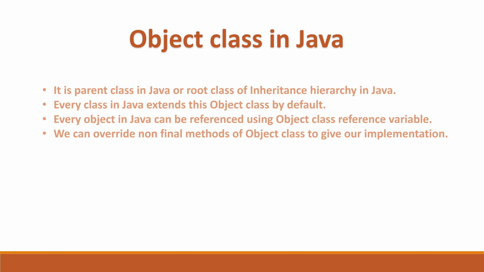Object class is a class in Java, which you can say is the topmost class or the root class of the inheritance hierarchy. So every class in Java extends this Object class directly or indirectly by default. You don't need to mention the extends keyword and the Object class name. Again, we will see in the code what I mean by directly and indirectly extending this Object class.